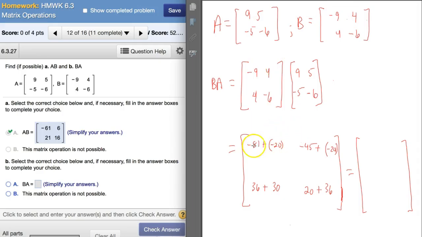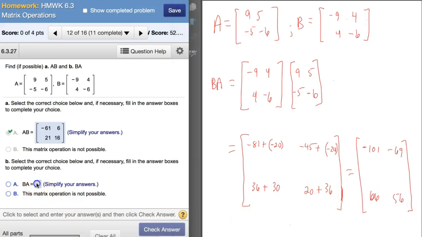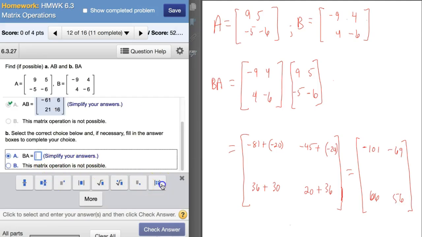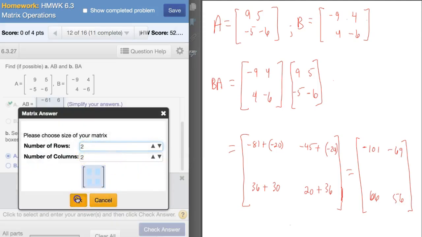Okay. So now negative 81 plus a negative 20 is just going to be a negative 101, and negative 45 plus negative 24 is just a negative 69. 36 plus 30 is 66, and 20 plus 36 is 56. So we should be able to type that in and, barring that we did not copy anything wrong, we should be good to go.